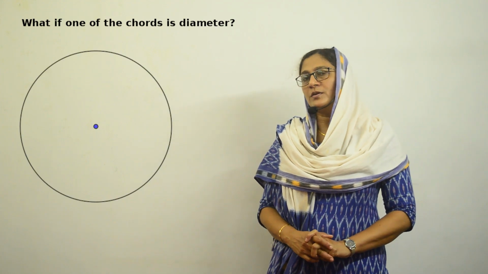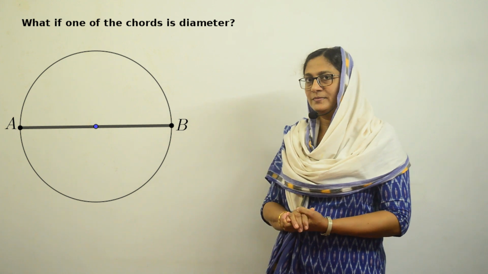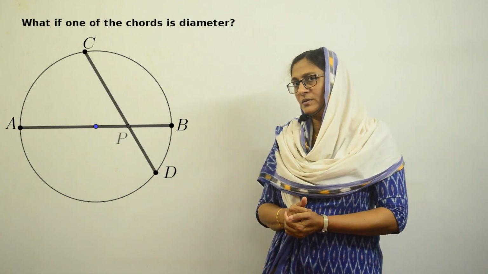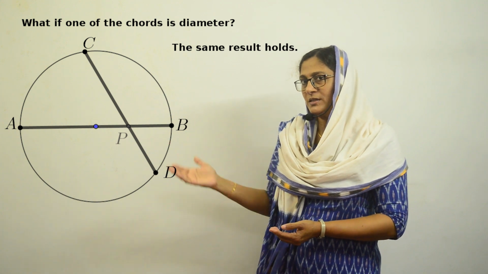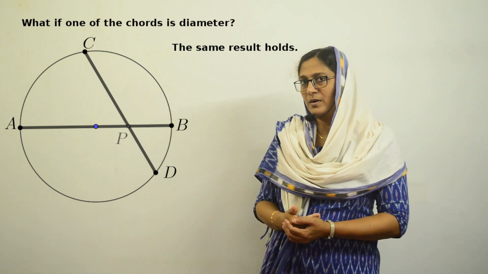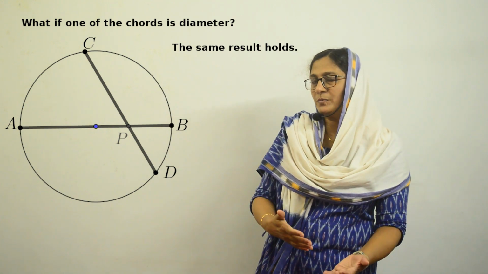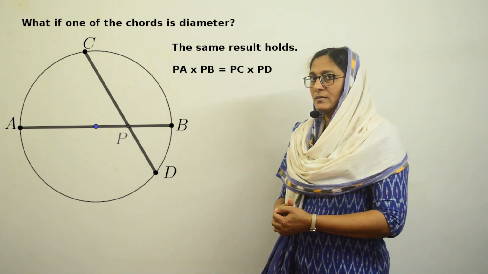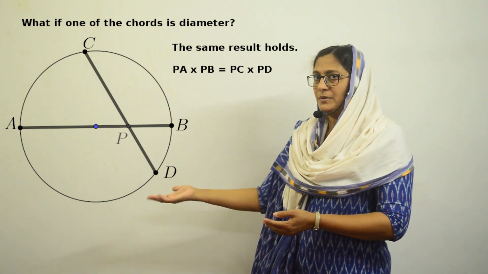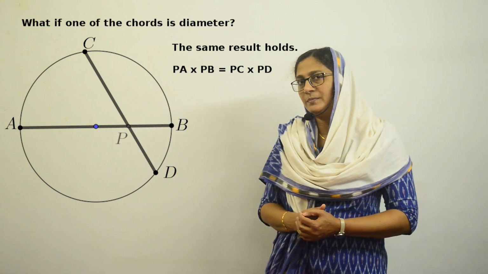Now what if one of the chords is a diameter? For example, like this. The same result will hold since the diameter is also a chord, and two intersecting chords are divided into four parts, and the product of two parts of the first chord will be equal to the product of the two parts of the second chord. So again, PA multiplied by PB is equal to PC multiplied by PD.